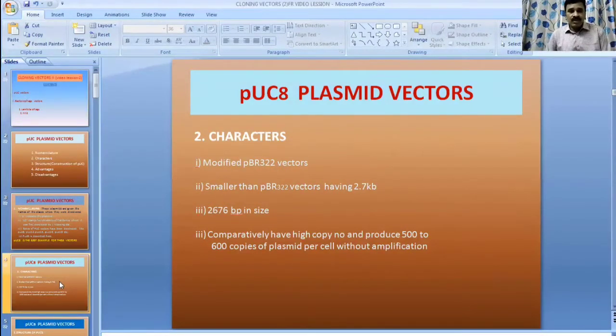So what are the main characters of the pUC or pUC8 plasmid vector? First, these are modified pBR322 vectors. Secondly, these are smaller than pBR322 vectors, having only 2.7 kilobases. Third, they are 2676 base pairs in size. And fourth, they have a high copy number and produce 500 to 600 copies of plasmid per cell without amplification. So the production of plasmids is very high when compared to other plasmid vectors.